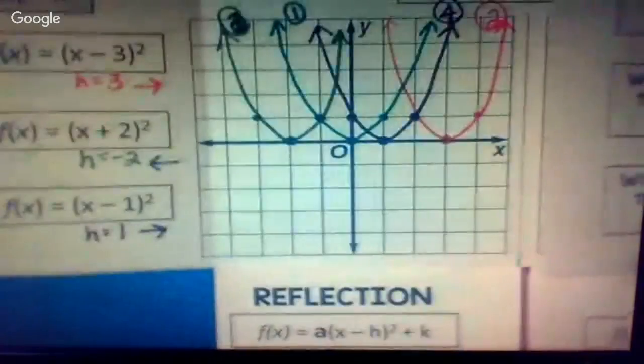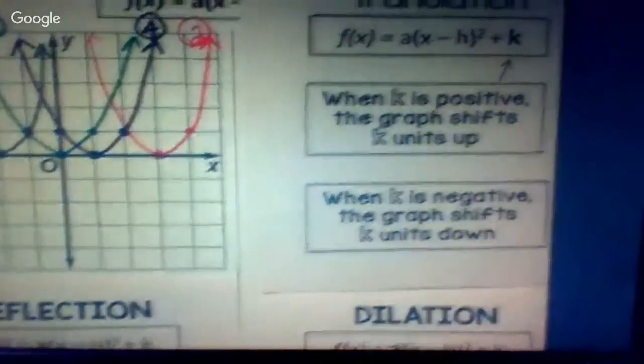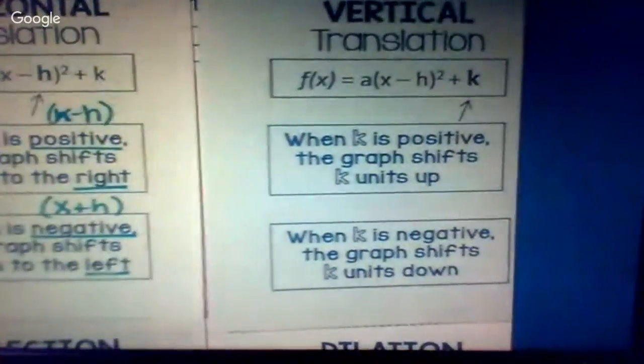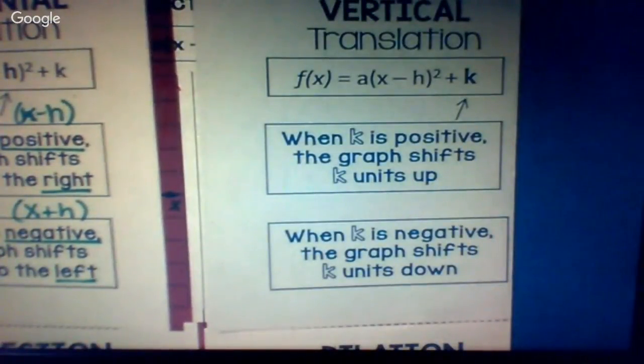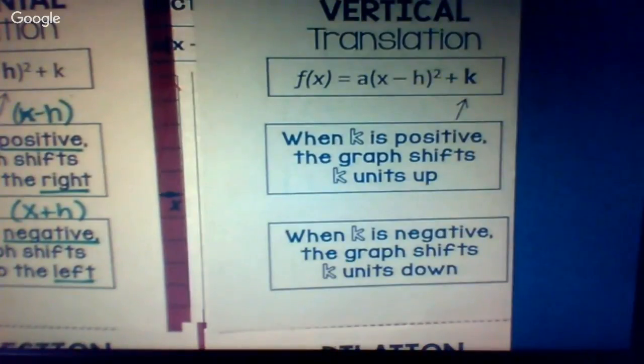Okay. Move over to the other side now. We're talking vertical translation. So instead of moving left and right, this time we're moving up and down. Take a look at what value moves it up and down. It's your K value. Your K value is outside of the parentheses.